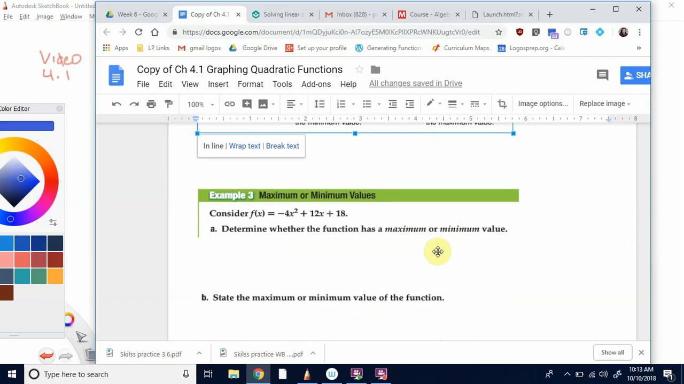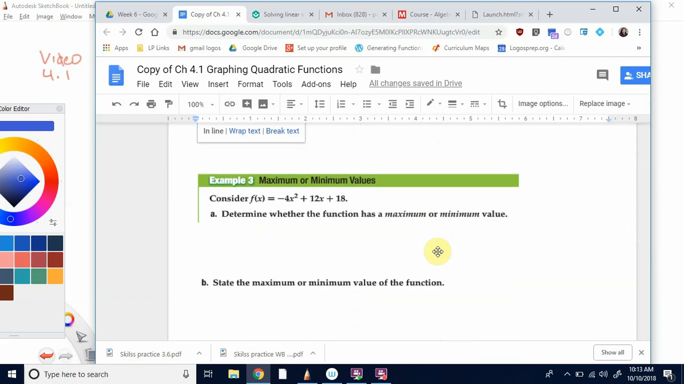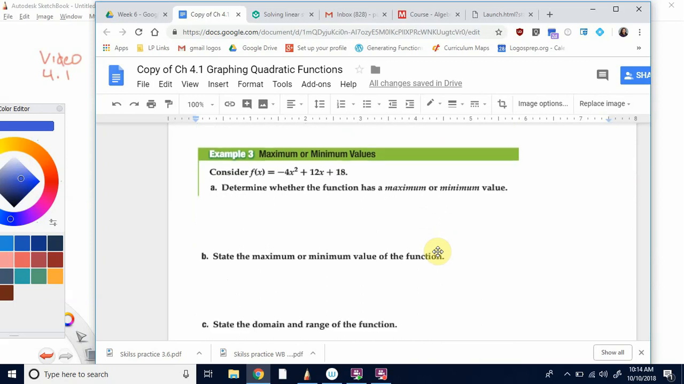So let's look at example 3. f of x equals negative 4x squared plus 12x plus 18. Is there a maximum or minimum? Well, a is negative, it's less than 0, so it's going to open down, which means we're going to have a maximum. How do we find the maximum? Well, first of all, we have to find the vertex. So we have to use the x equals negative b over 2a formula in order to find the maximum or the minimum. Okay, so we're going to put that in.